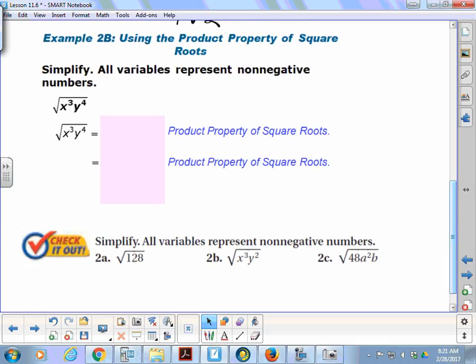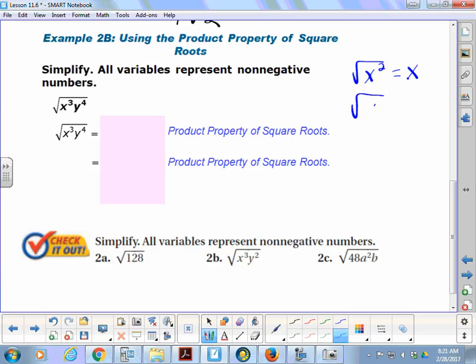Okay, so here we're working with just variables, as in the square root of x cubed y to the 4th. And when we're working with variables, we're looking for even powers. We always want to break them up into even powers. So if I have the square root of x squared, well, that's x.